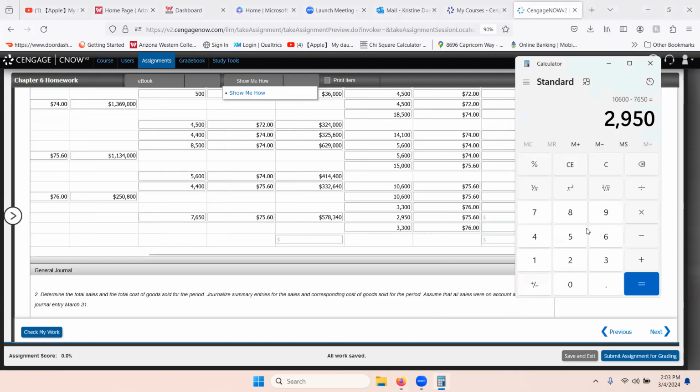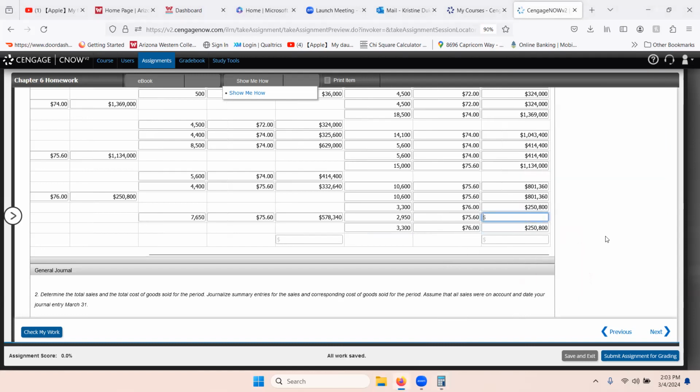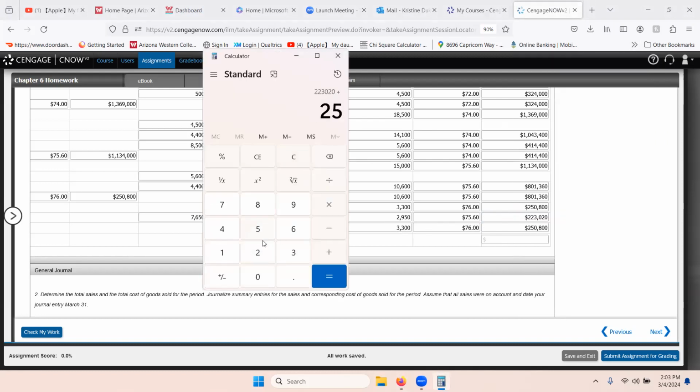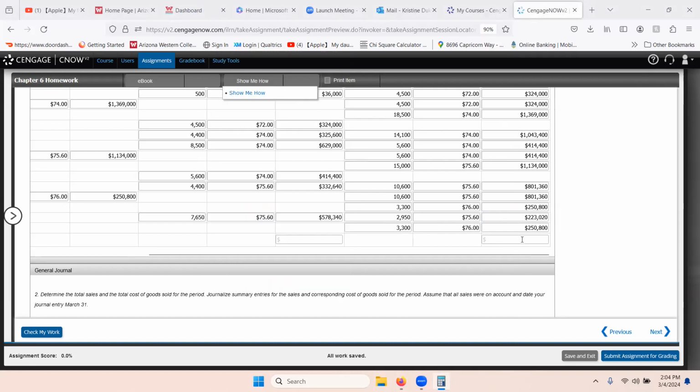This one up here is going to be times 75.6. 223,020. Okay. How much is my inventory? Well, I have two batches left. I have the green and the blue. If I add these two up together, $4,738.20.